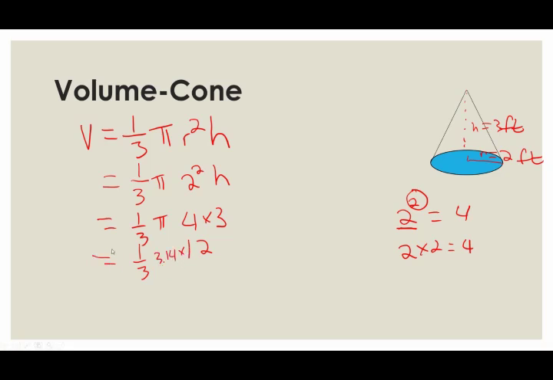And so we can put it in our calculator. We'll put 1/3, then we multiply it by 3.14, then we multiply that by 12, and when we do that we get 12.56 feet to the third. Remember, we always have our measurements cubed in volume.